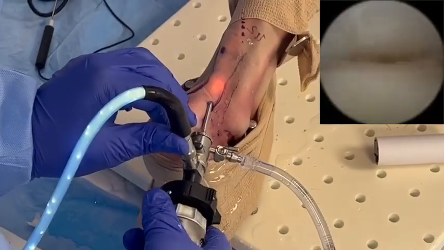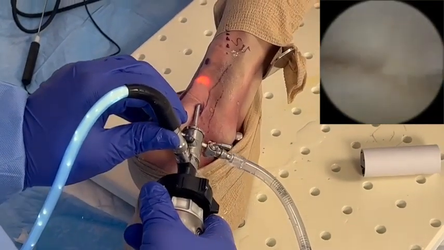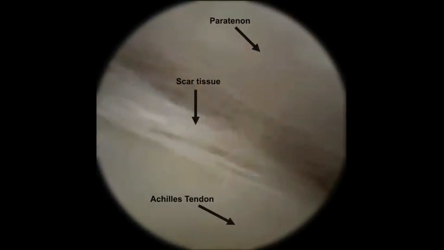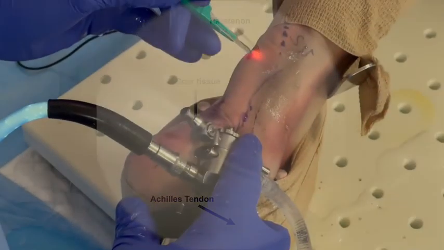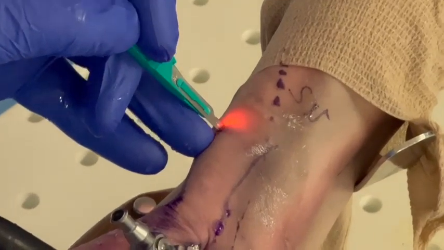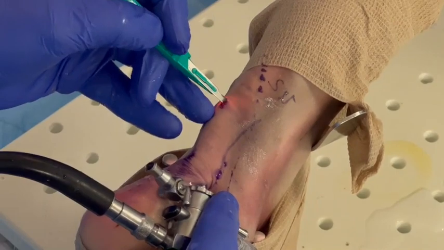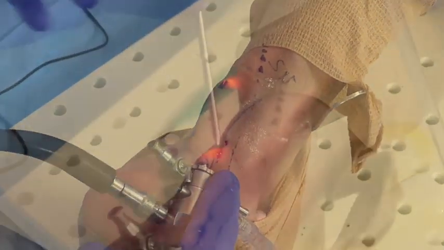Any cicatrized scar tissue, adhesions, tears, or a tethered plantaris tendon are identified. If any pathology is present, the proximal medial portal is established under direct visualization using a spinal needle followed by a 2 mm incision using a number 11 blade.